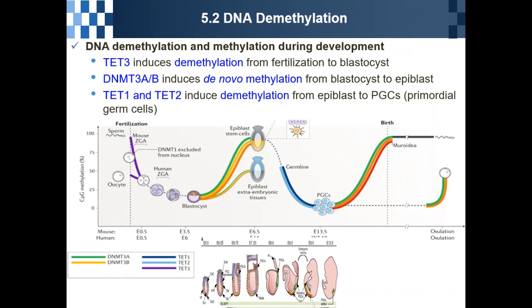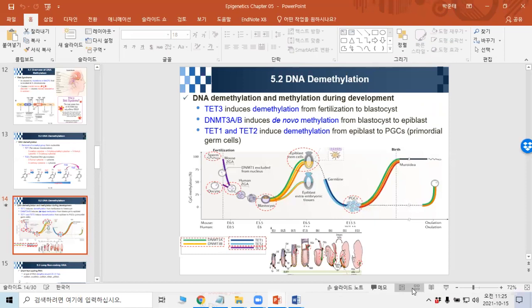So you have to know the DNA demethylation and methylation during development. The primordial germ cell also undergoes methylation. So finally, the babies will be born like this. Demethylation, methylation, demethylation, methylation. Important, very important.